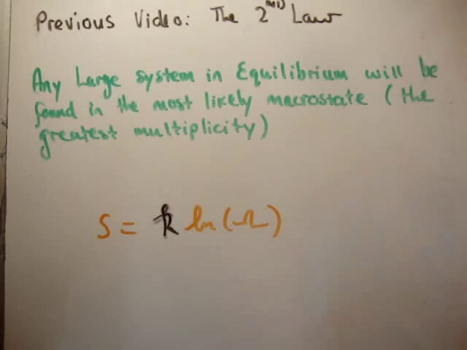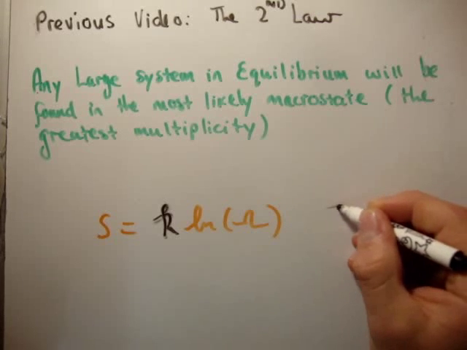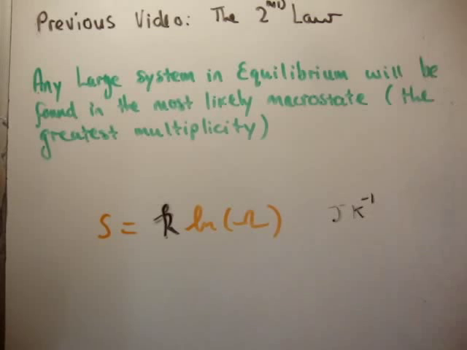We give it dimensions, because of course the natural logarithm of something is dimensionless, but we give it a unit, and we do that by multiplying by Boltzmann's constant. So the units here are joules per Kelvin. Why would we do this? Well, I can't really answer that yet. You'll see in future videos.